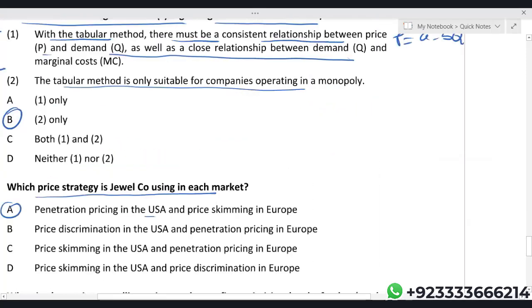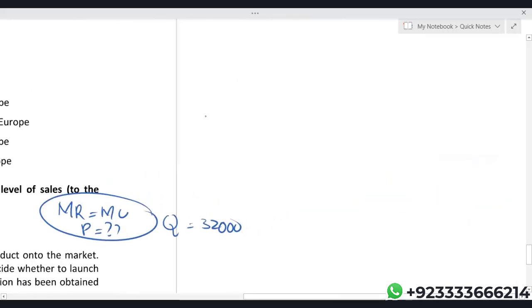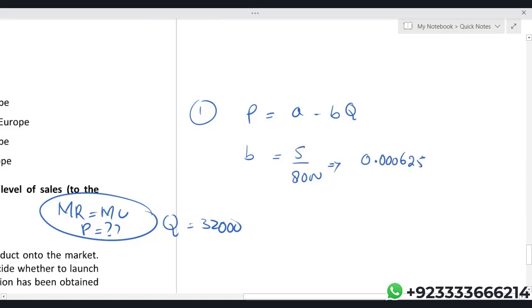Let's go stepwise. Step 1: P is equal to A minus BQ. It is written in the question, if the price changes by 5, demand changes by 8,000. So logically, I'm getting B as 0.000625. Again, we will ignore the negative sign. So P is equal to A minus 0.000625Q.